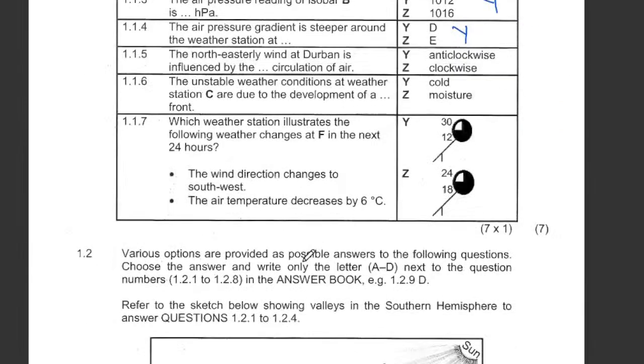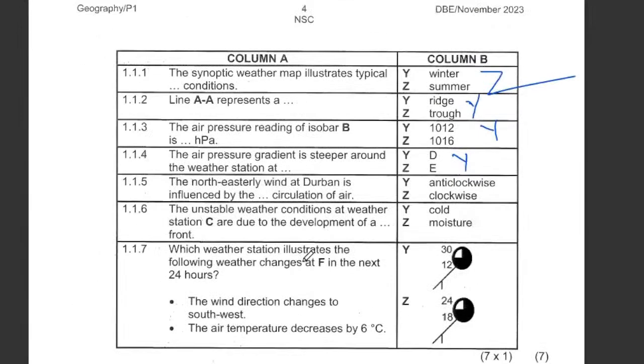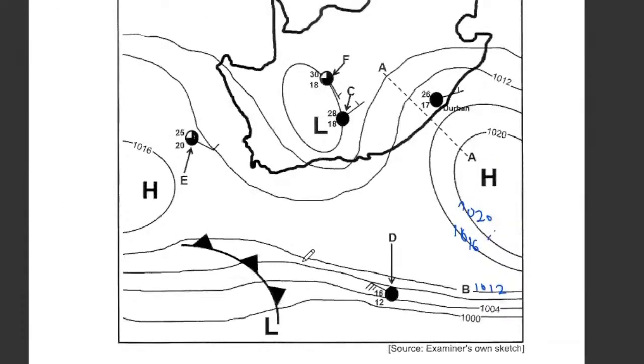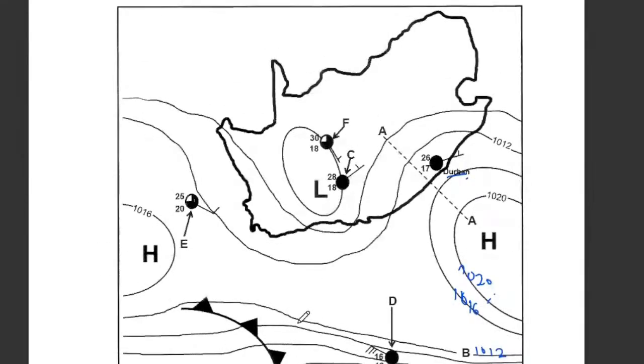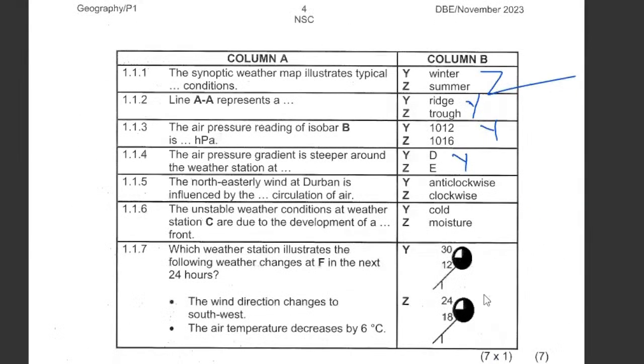Then we go, the northeasterly winds at Durban is influenced by saturation. Let's go to Durban. Durban is here. Since Durban is here, and it's around the high pressure, low pressure is in the interior here. Simply it tells us that since it's a high pressure there at Durban, we can clearly say high pressure rotates anti-clockwise in the southern hemisphere, which is why.